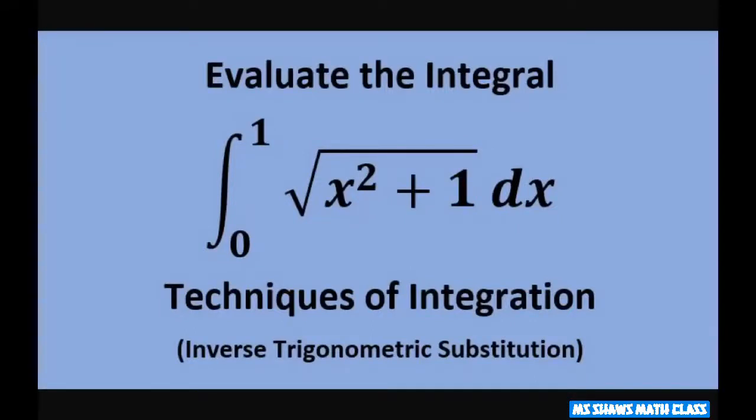Hi everyone, we're going to evaluate the definite integral over the interval 0 to 1. So let's get started. Our integral is from 0 to 1, square root of x squared plus 1 dx. So we're going to use trigonometric substitution. It has the form of this one with the plus there.